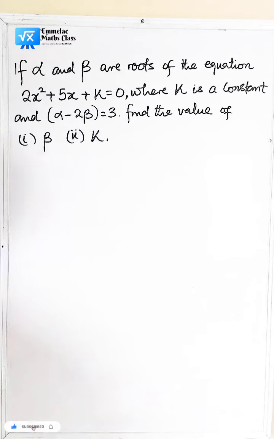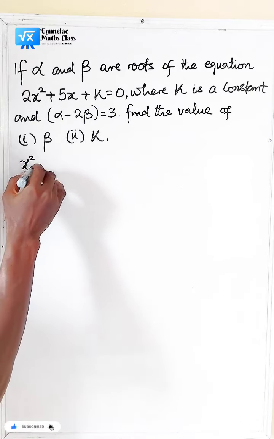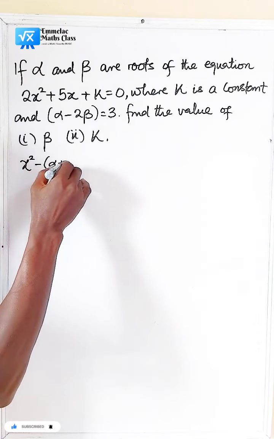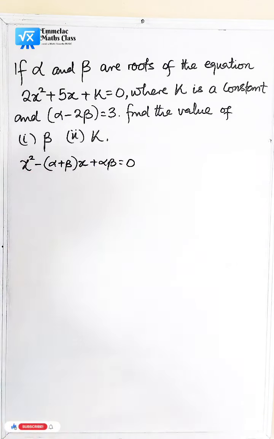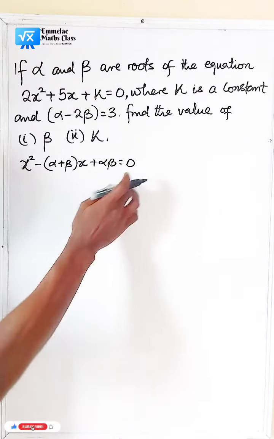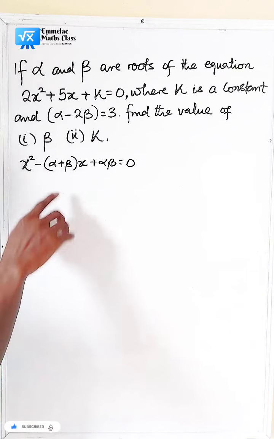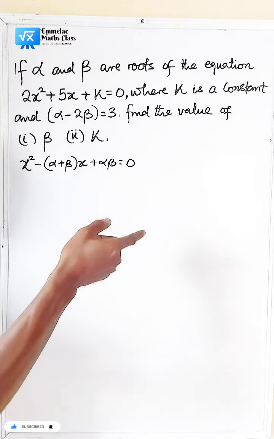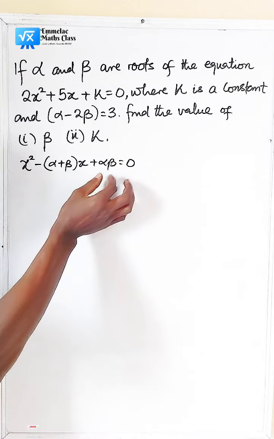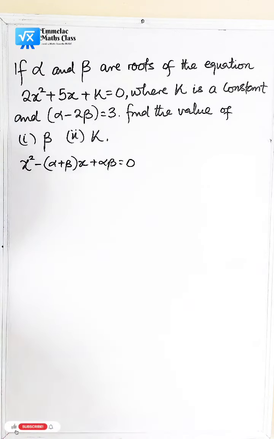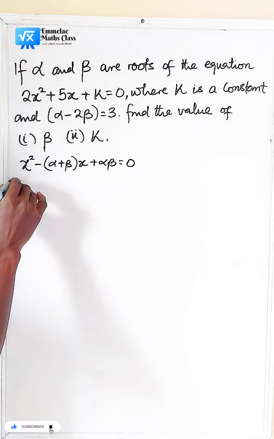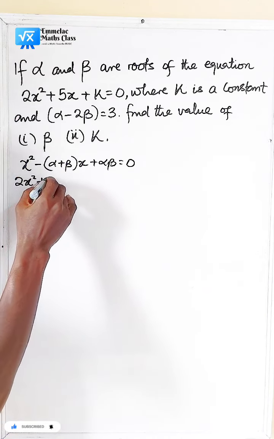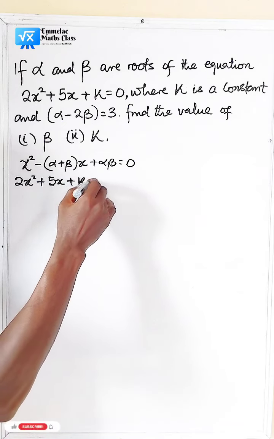Now let us recall that x squared minus (alpha plus beta) x plus alpha beta is a quadratic equation where alpha and beta are the roots. So here is the sum and here is the product of the roots. Now with our x squared having a coefficient of 1, you can see that here you have 2x squared plus 5x plus k equals 0.